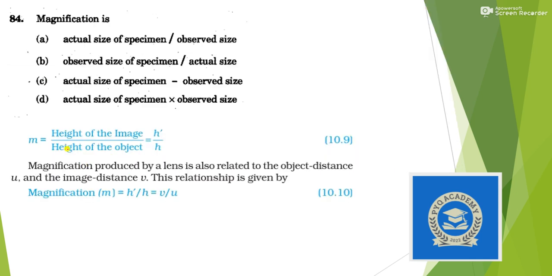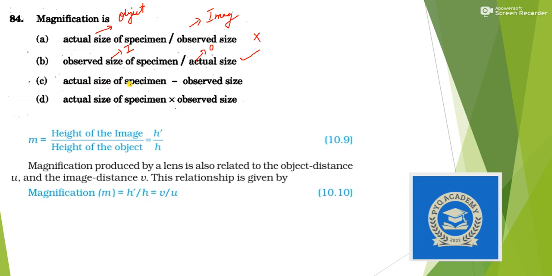Next question. Magnification is actual size of specimen by observed size. So don't confuse here. Actual size means size of object, and observed size means size of image. So here we can see height of image by height of object, but it is written height of object by height of image. No, this is wrong. Height of image by height of object, so this is the correct one.